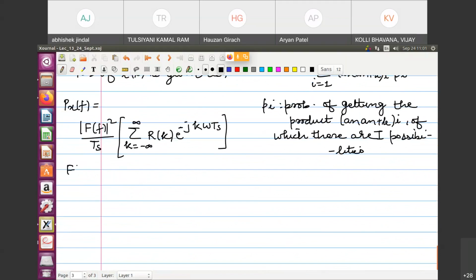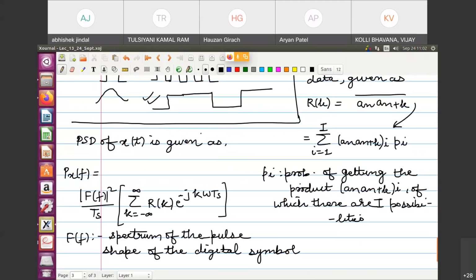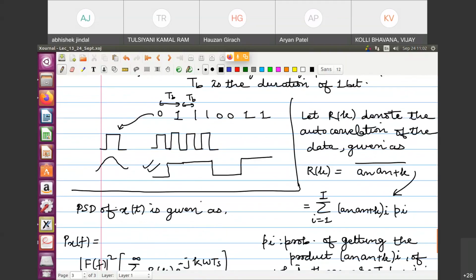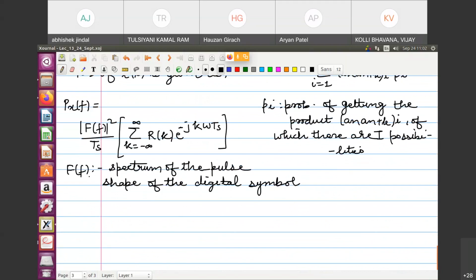So F of f is the spectrum of the pulse shape of the digital symbol. Means whatever pulse you are using, let us see one thing. For example, if you have used a rect function as the pulse shape, then what will be F of f? It will be the sinc function. Okay, similarly if you have used a smoother pulse, then the corresponding spectrum will come, that will be what you will place in here, and then you will take the absolute value squared, so this will come out to be a real quantity, and real as well as positive, you can say non-negative.